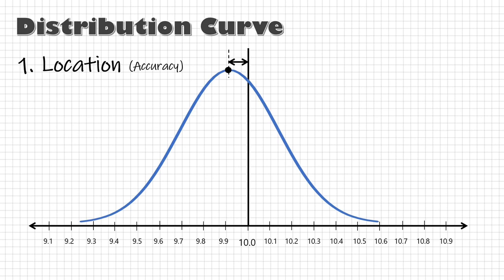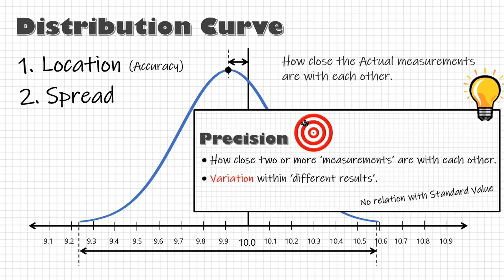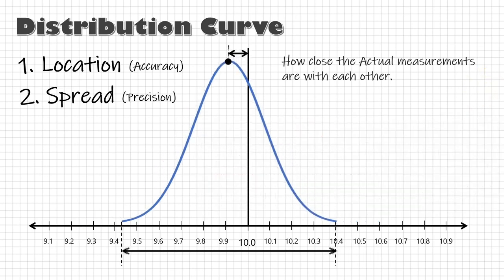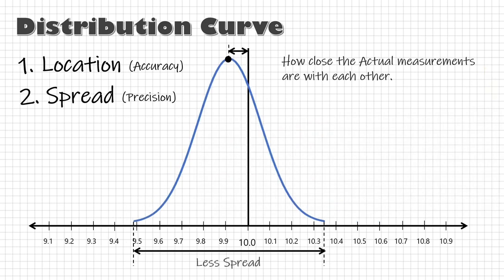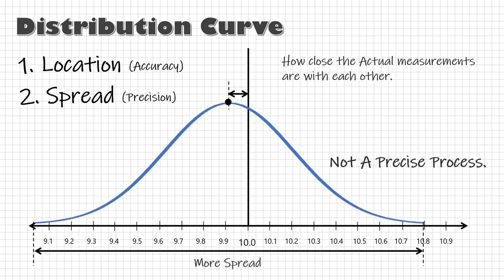Second is spread, the values from smallest to largest. It is how close the actual values are to each other. That is right, precision. Spread represents precision. So if spread is less, the process is precise, and if spread is more, the process is not precise.